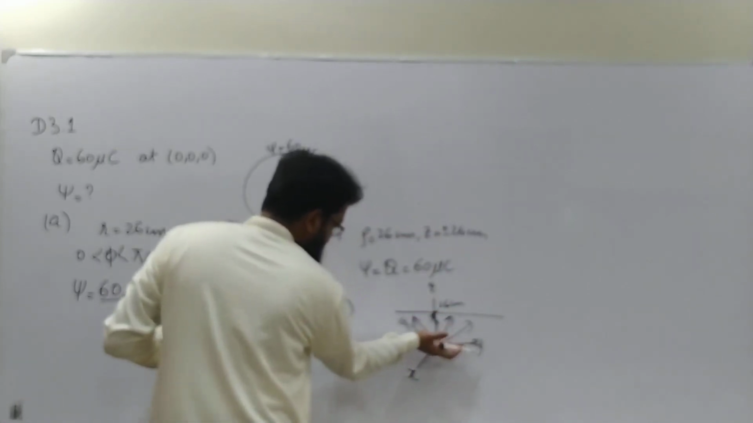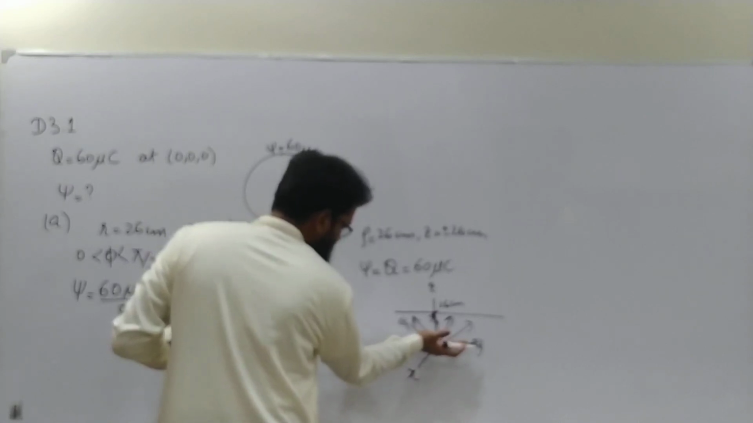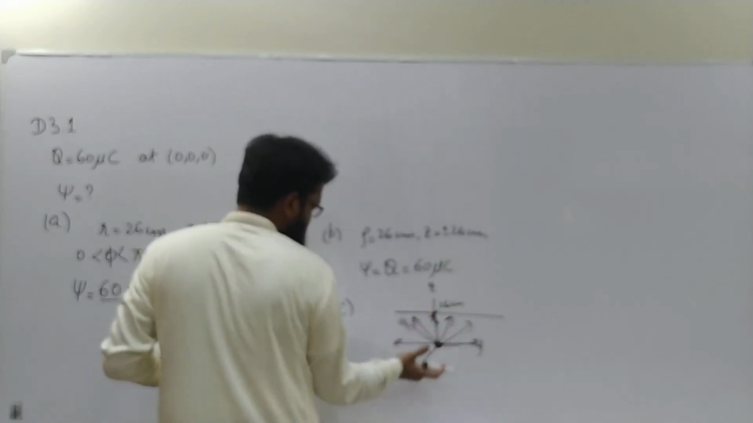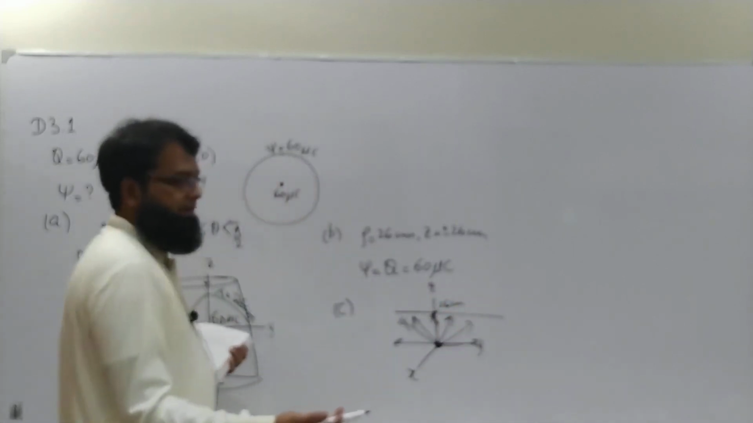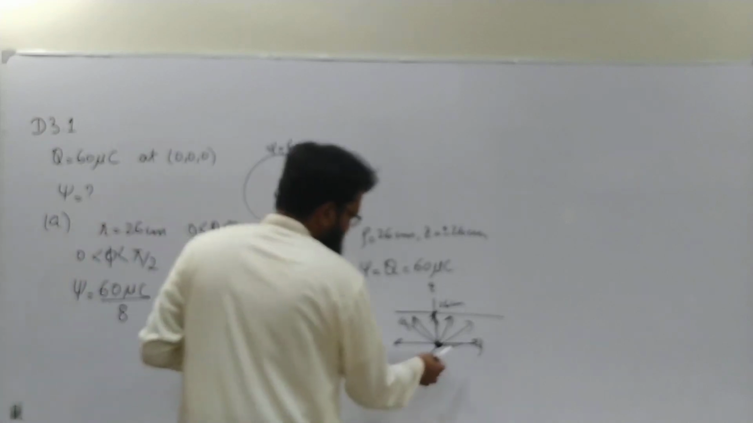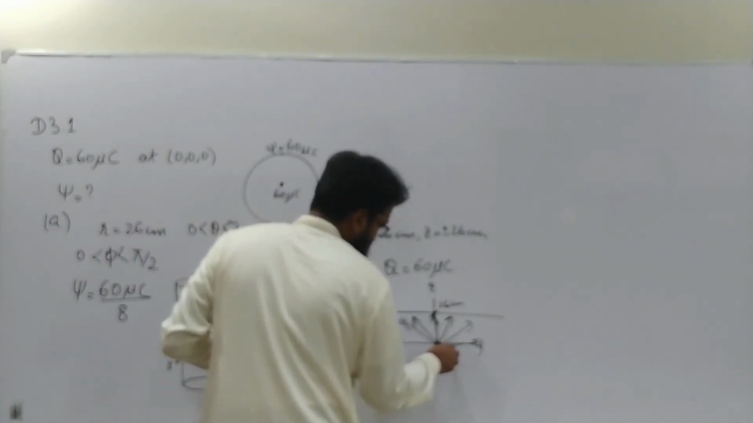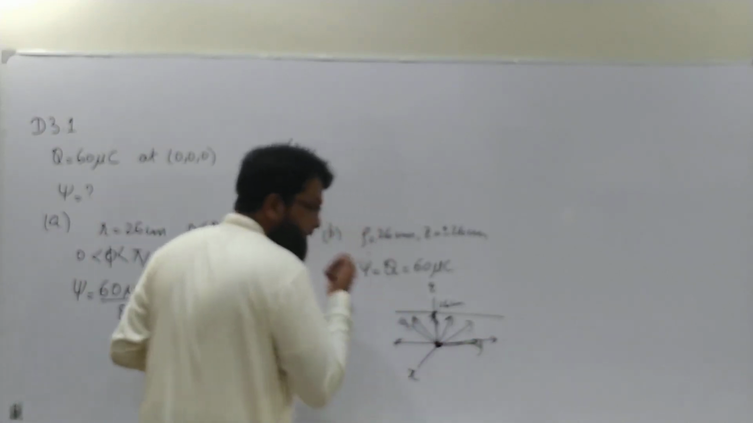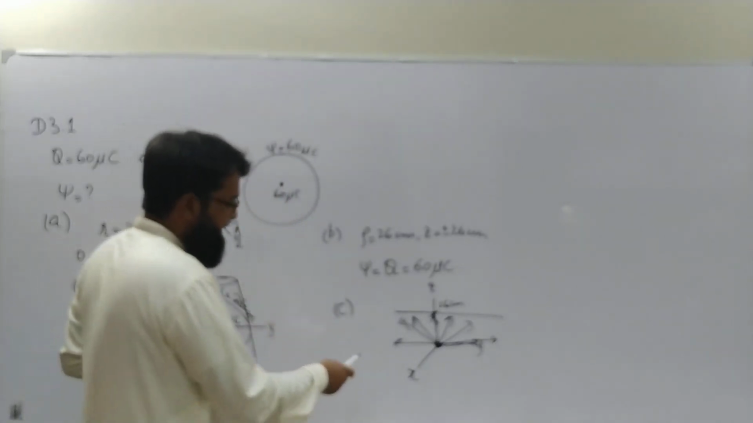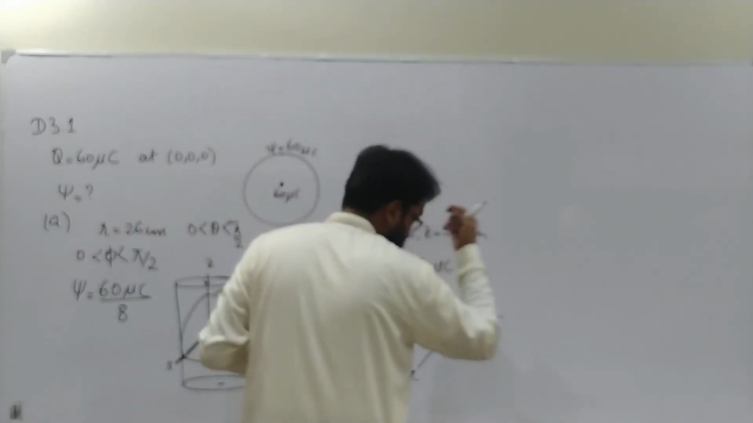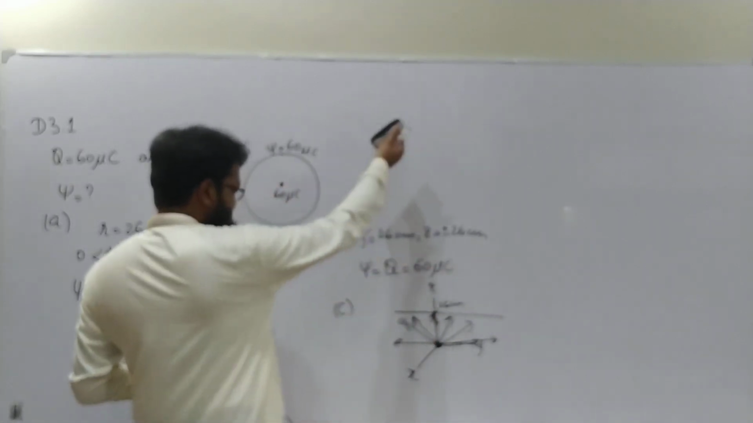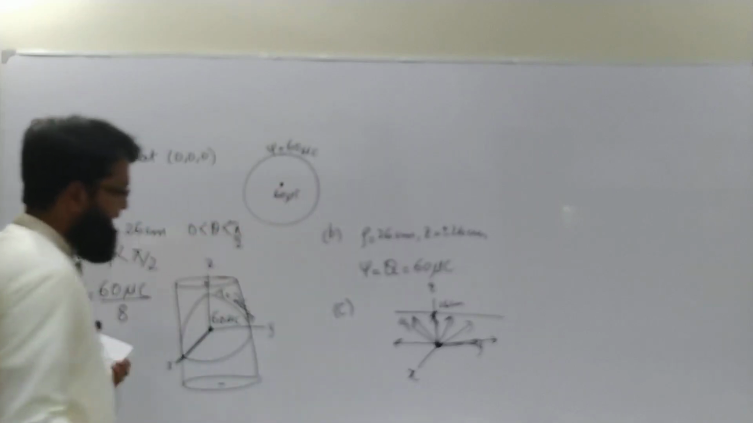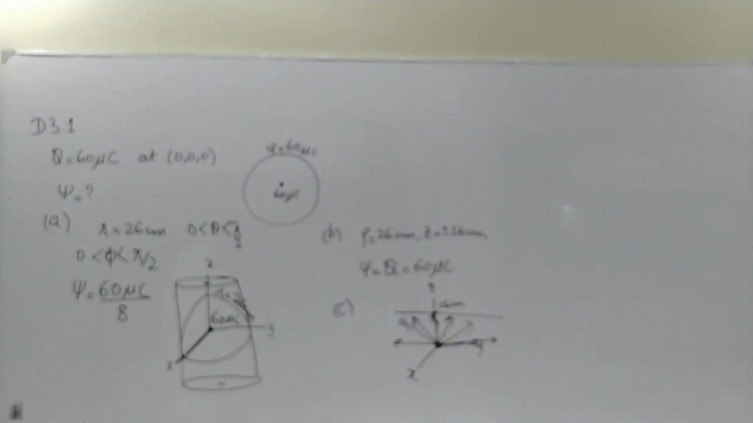So all that portion of flux which is above the z equals 0 plane will definitely cross the z equals 26 plane somewhere. Even the flux line which will be approximately parallel to the y-axis will intersect this z equals 26 surface somewhere at infinity maybe. Okay, so half of the flux will definitely cross the z equals 26 plane. So the answer in that case would be 30 microcoulombs. Okay.